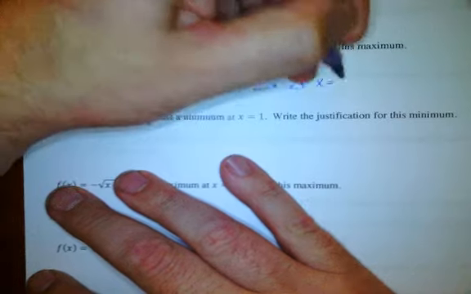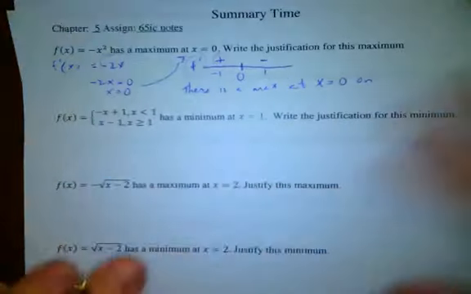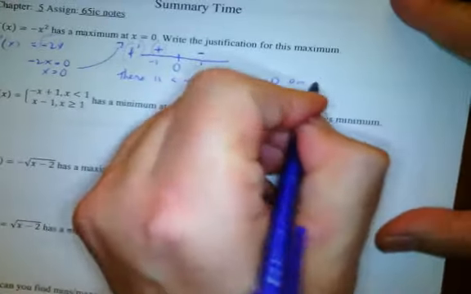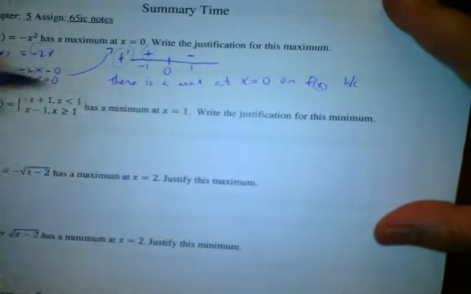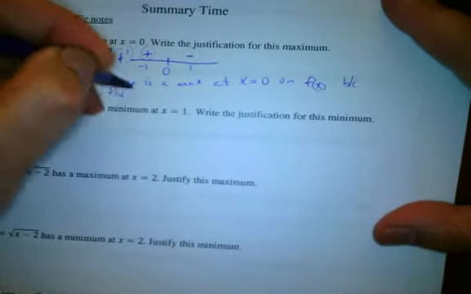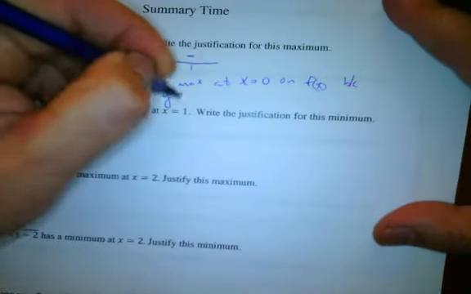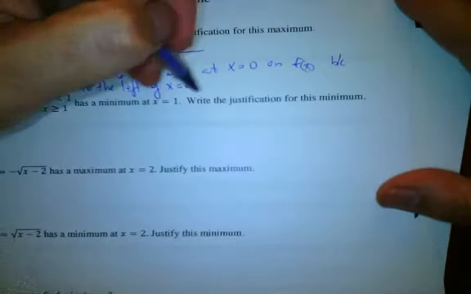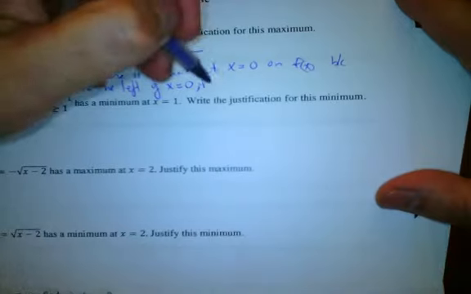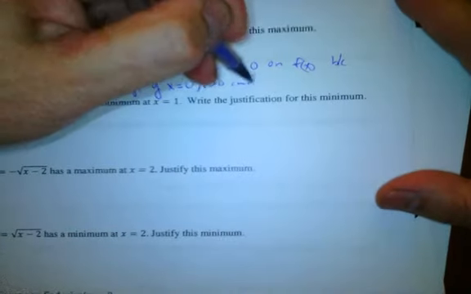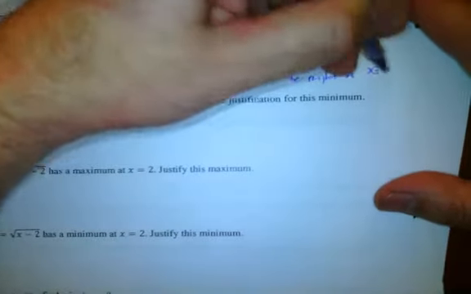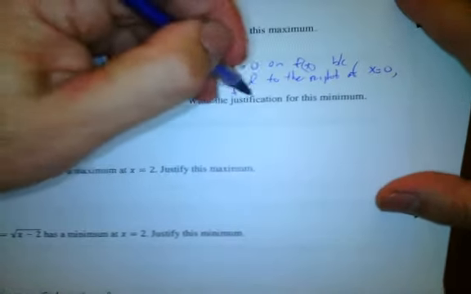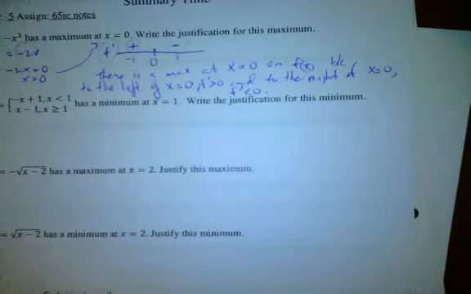at x equals 0 on f of x, because to the left of x equals 0, f prime is greater than 0, and to the right of x equals 0, f prime is less than 0.